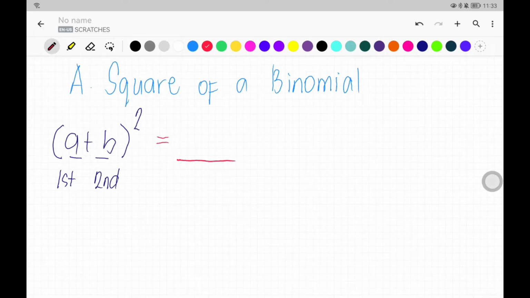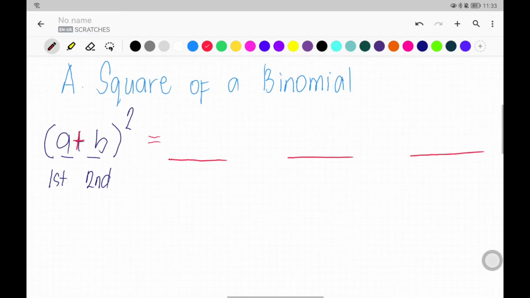Automatic, magkakaroon tayo ng 1, 2, 3 terms. Right? So, magkakaroon tayo ng 3 terms na final answer. In short, trinomial yung magiging sagot natin sa square of a binomial. Now, how do we get this one? Yung unang term ng final answer natin, what we do is that we square the first term.